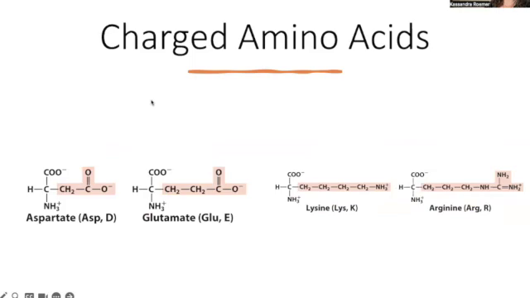And then lastly, we have charged amino acids that always carry a charge and are usually found on the exterior of molecules and proteins, and they participate in chemical reactions. So we have, for example, negatively charged amino acids such as aspartate and glutamate. Those carry a negative charge right here. And then we have two positively charged amino acids, lysine and arginine, which carry a positive charge right here.